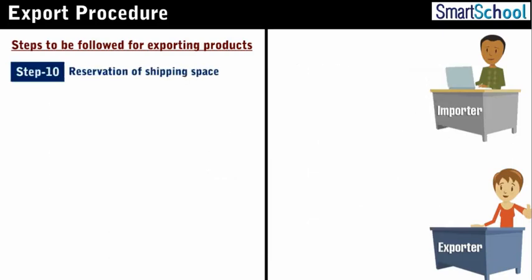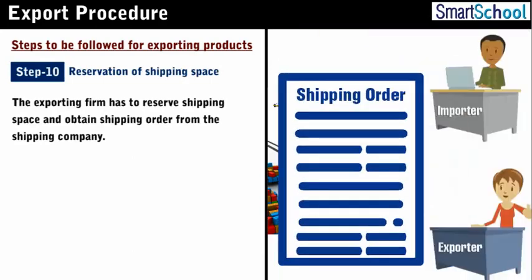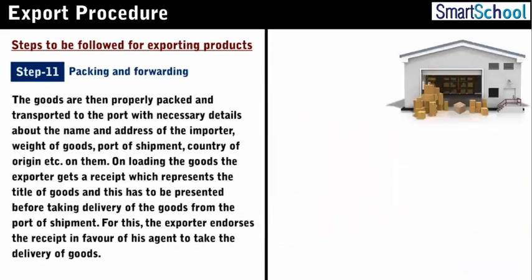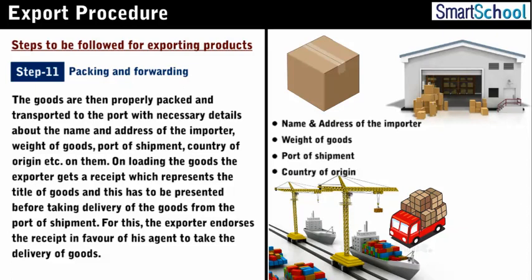Reservation of shipping space. In this step, the exporting firm has to reserve shipping space and obtain shipping order from the shipping company. Packing and forwarding. In this step, the goods are then properly packed and transported to the port with necessary details about the name and address of the importer, weight of goods, port of shipment, country of origin, etc.